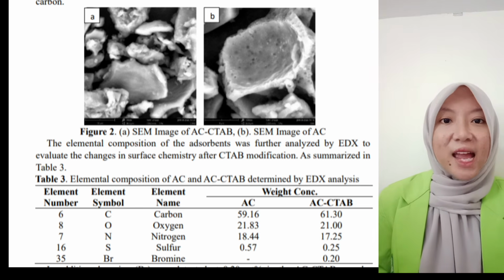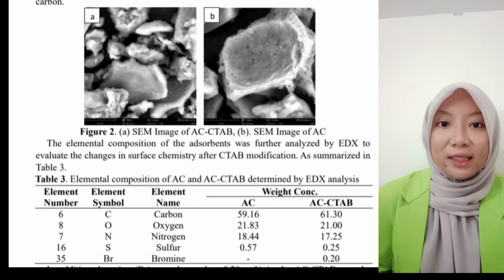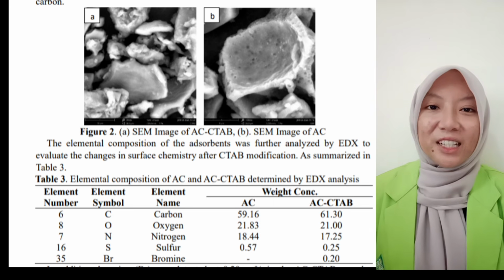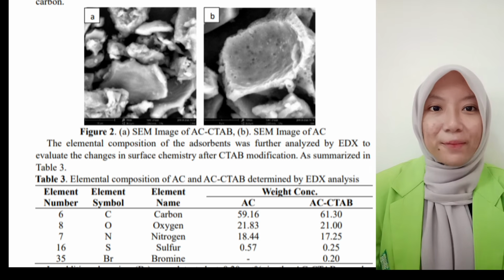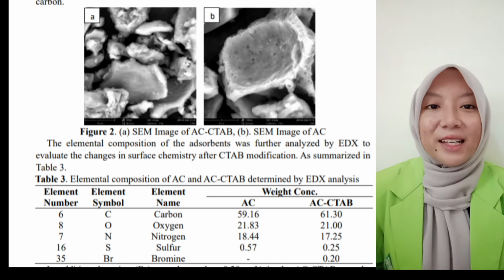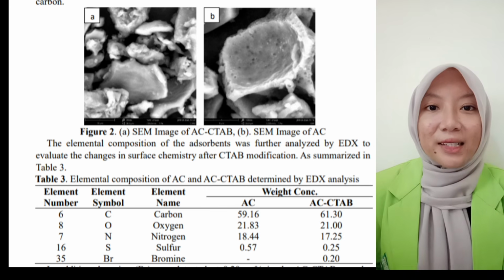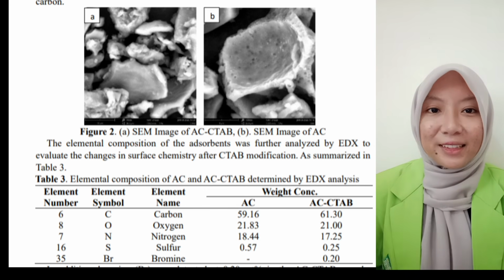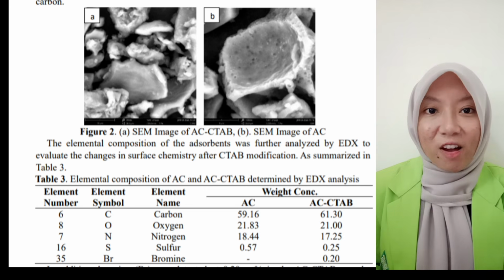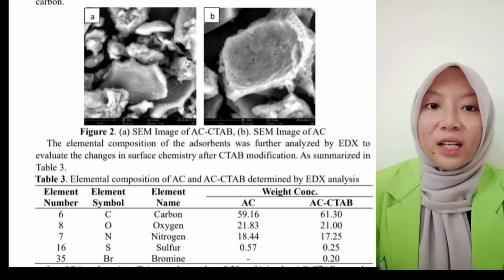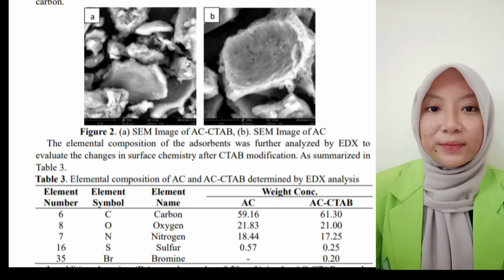These morphological changes indicate that CTAB modification altered the surface characteristic of the activated carbon. The elemental composition of AC and AC-CTAB was determined by EDX analysis. In addition, bromine was detected at 0.20% in the AC-CTAB sample, confirming the successful incorporation of CTAB onto the activated carbon surface. The presence of Br is consistent with the chemical structure of CTAB, in which bromine serves as a counter ion of the surfactant.